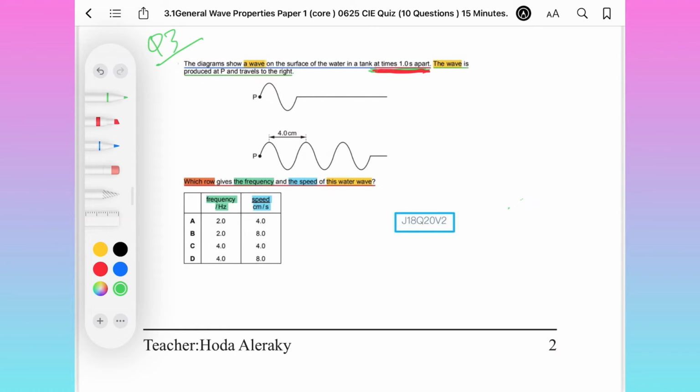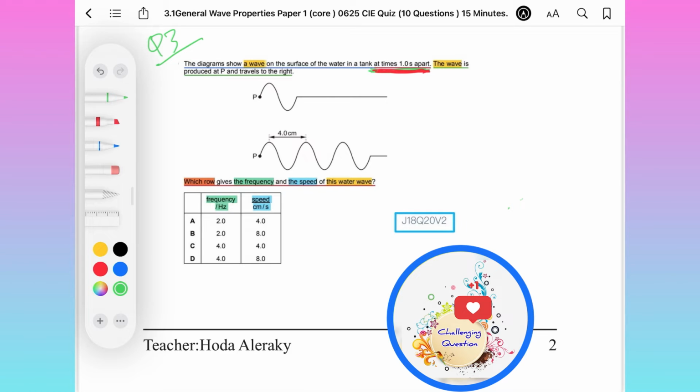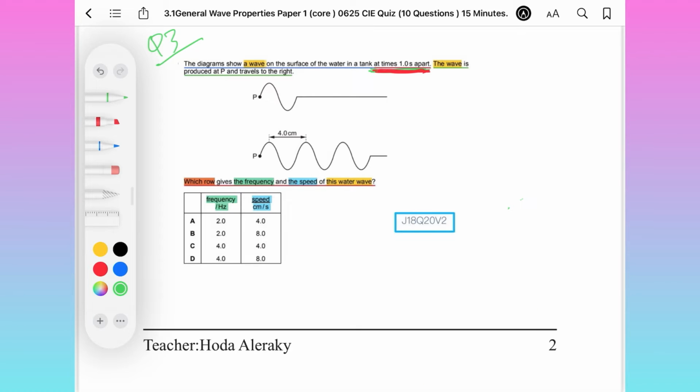Here you are discussing the frequency and speed. Which row gives the frequency and the speed of this water wave? You have here two diagrams, and the two diagrams are 1 second apart. So it took 1 second for the wave to be in the second diagram. The difference between the first one and the second one, you have here two complete waves produced.